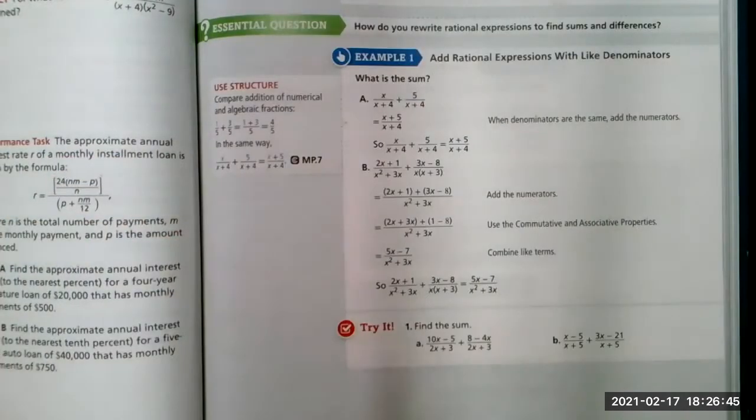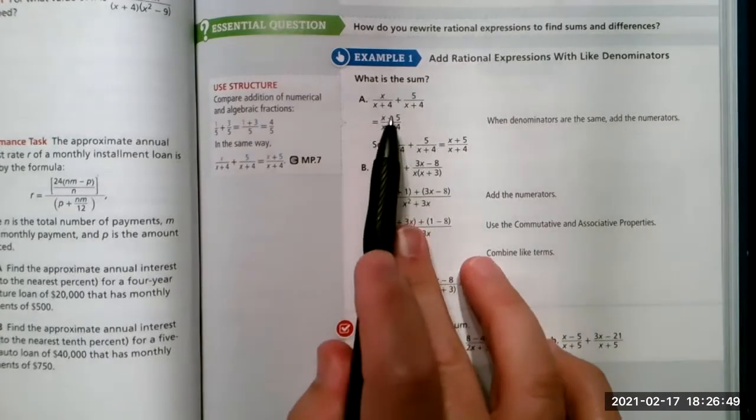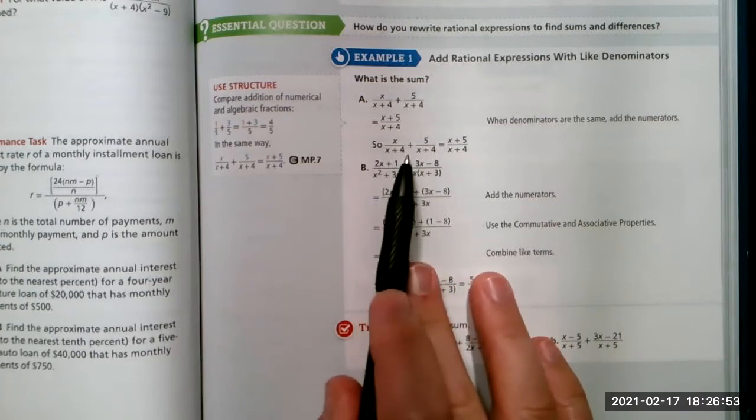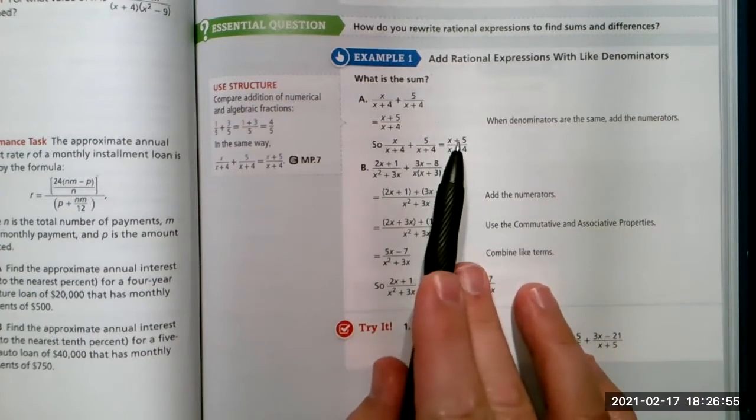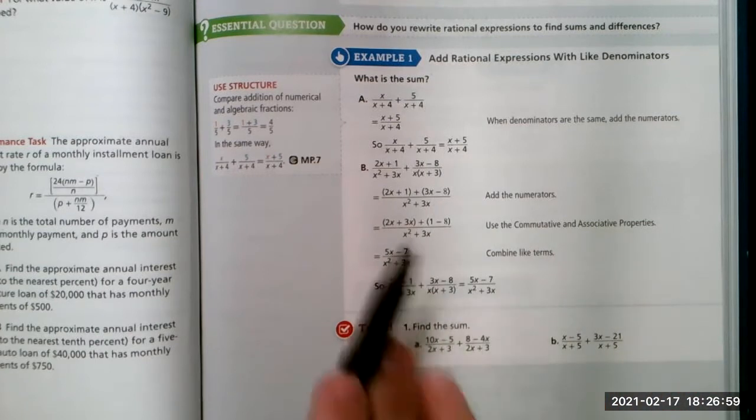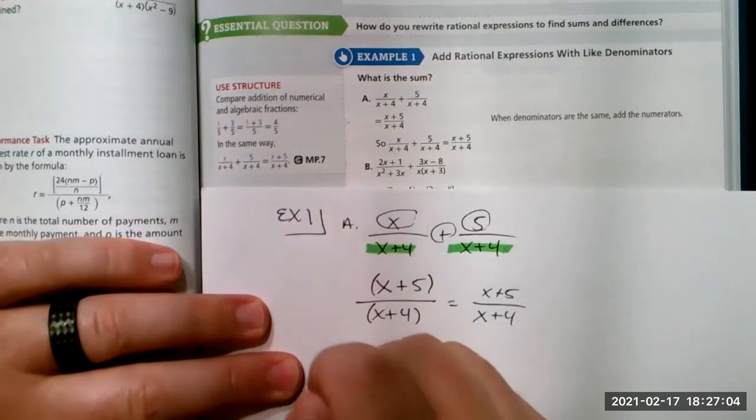All right. And that's exactly what they did here. They simplified the numerators, and they re-emphasized that when you add the 2 fractions, your numerator adds together, but your denominator stays exactly the same. B is a little more interesting. So let's take a look at B.